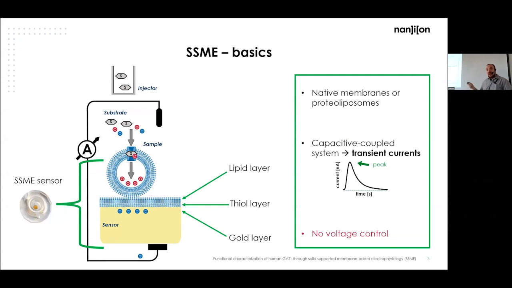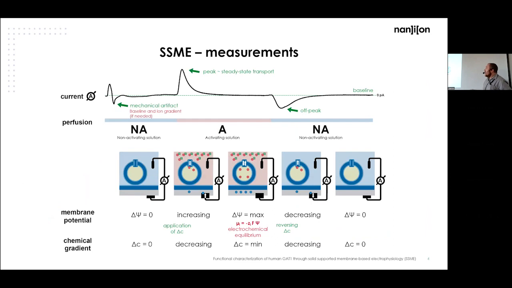So basically what happens is that all the currents that we see are transient, because once we charge the capacitor completely, the current stops flowing and so decays. Another important thing is that we don't have any kind of direct voltage control, so the measurement starts at 0 millivolt. So here, just a general workflow for the SURFER.